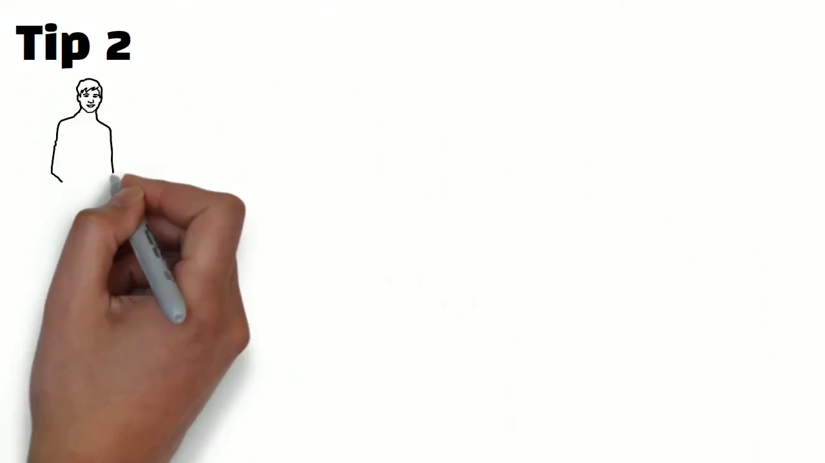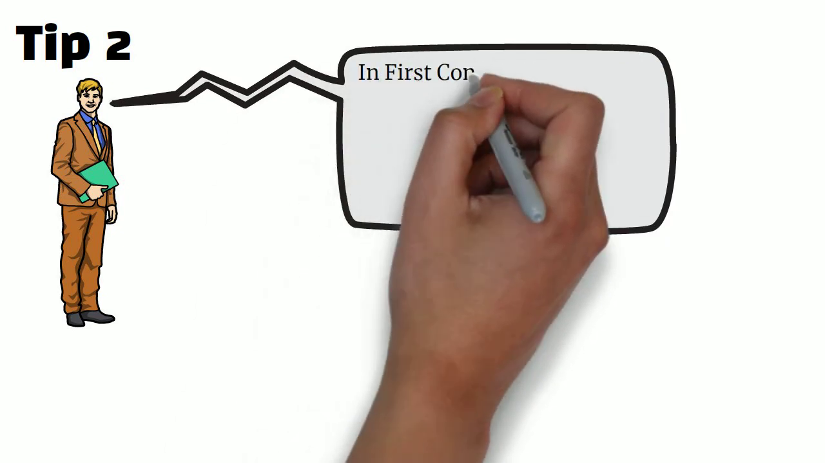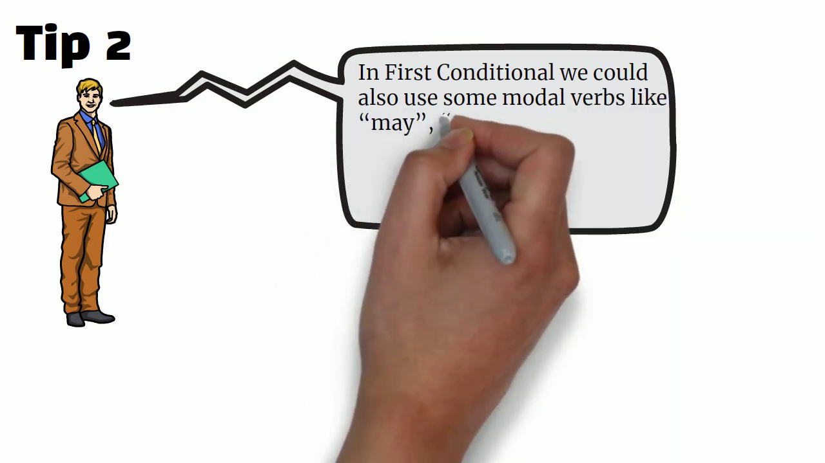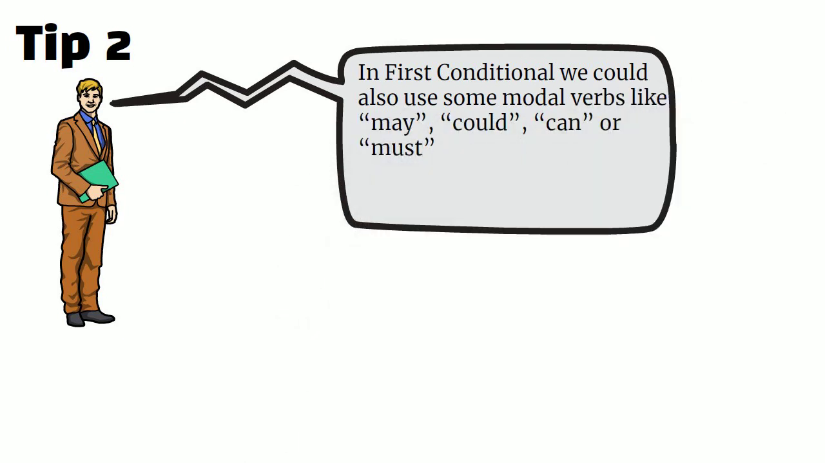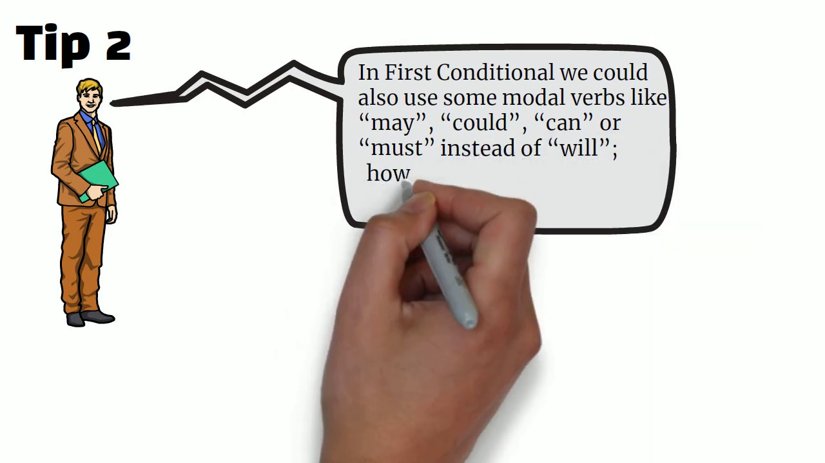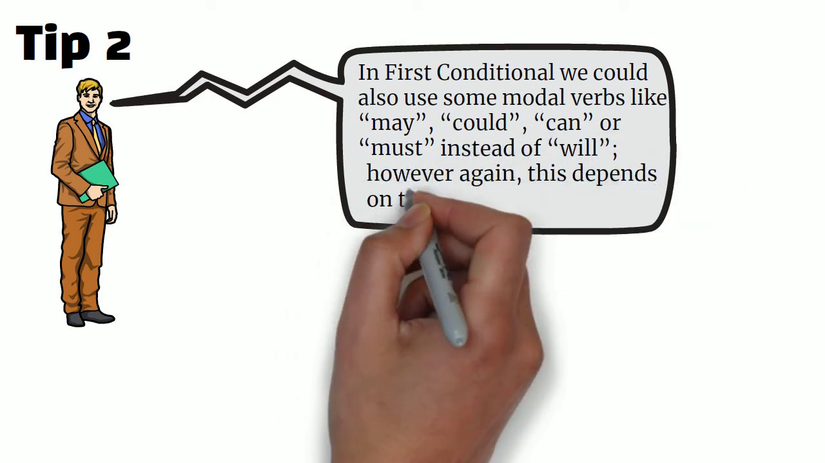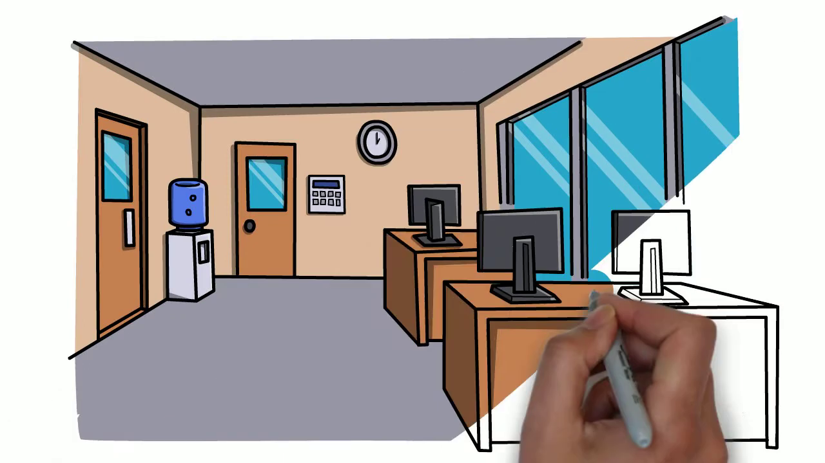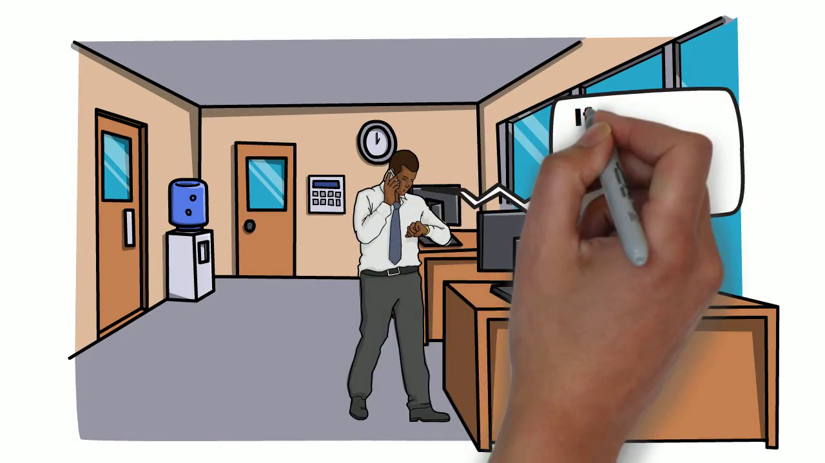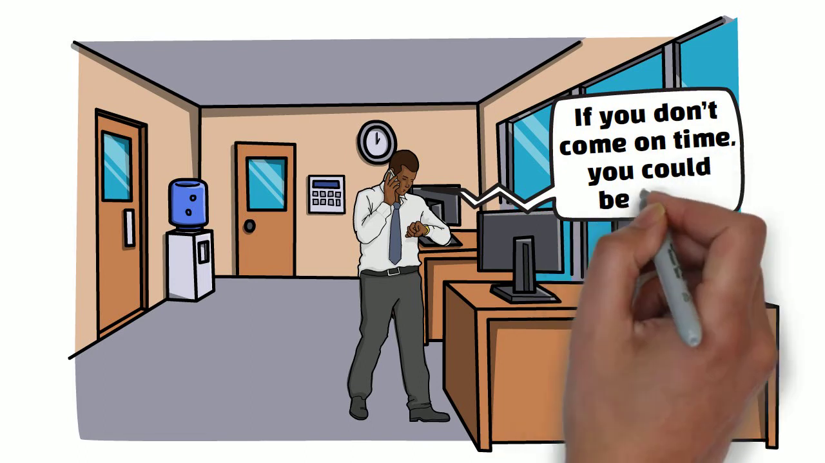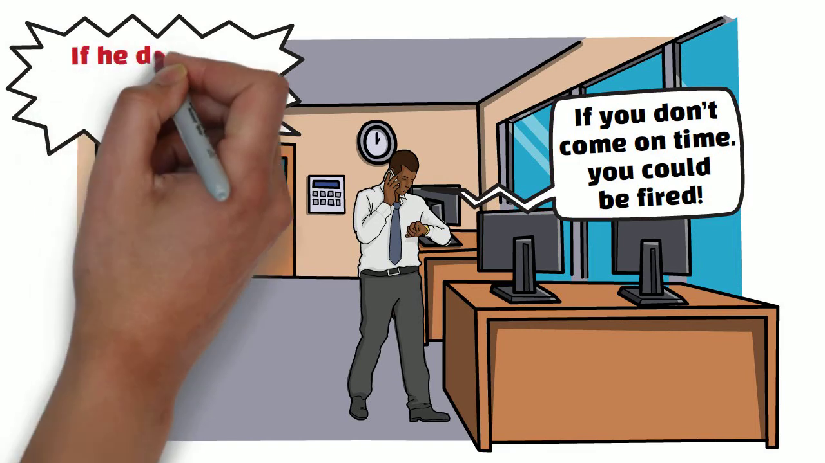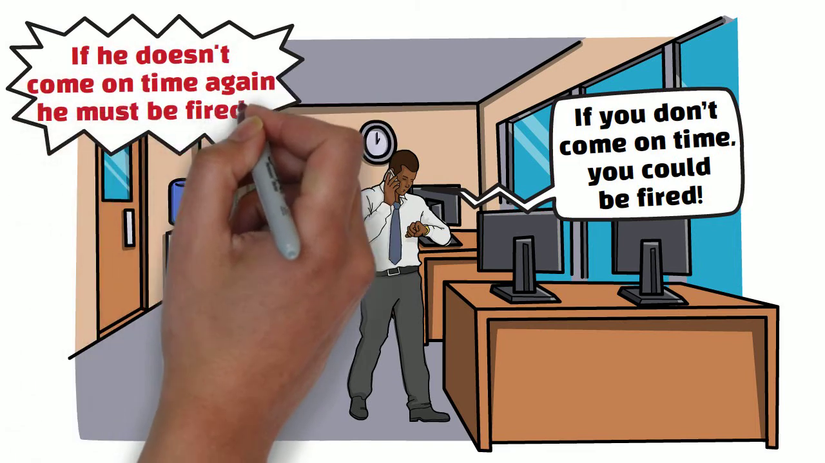Okay, let's have a look at tip number 2. In first conditional, we could also use some modal verbs like may, could, can, or must instead of will. However, again, this depends on the context. For example, if you don't come on time, you could be fired. Or if he doesn't come on time again, he must be fired.